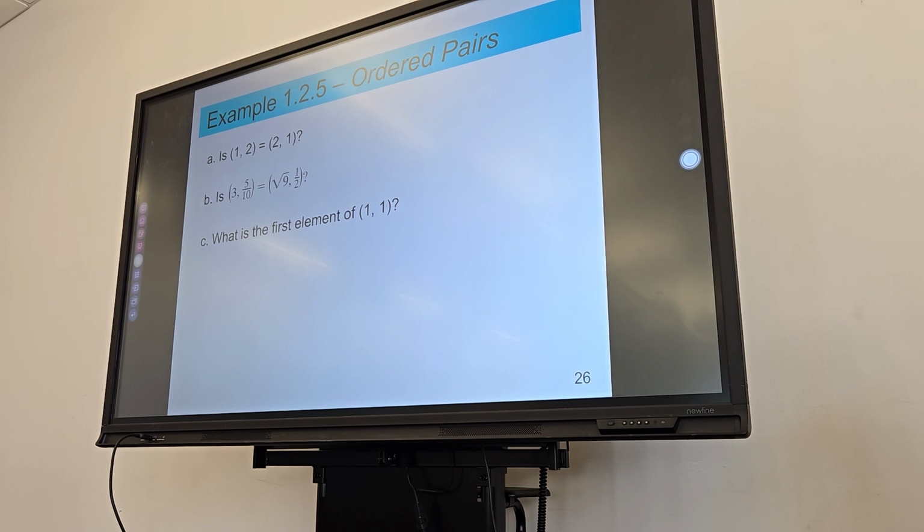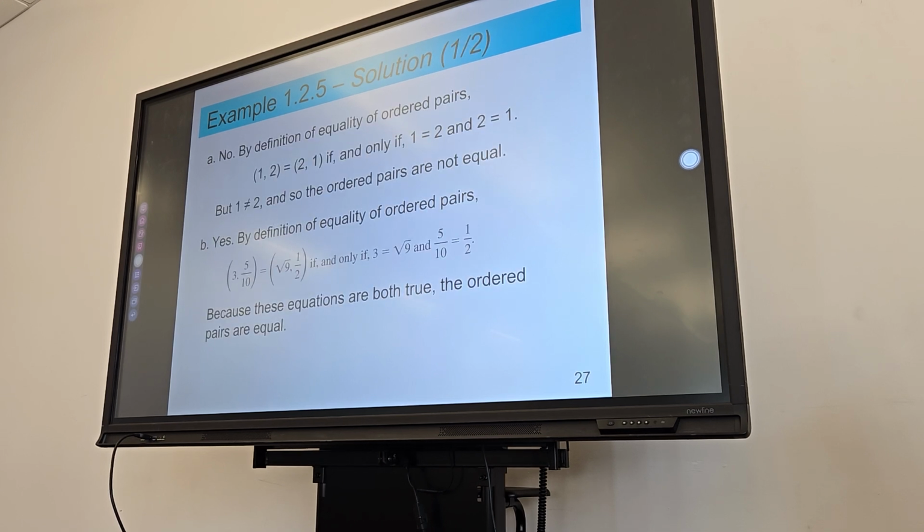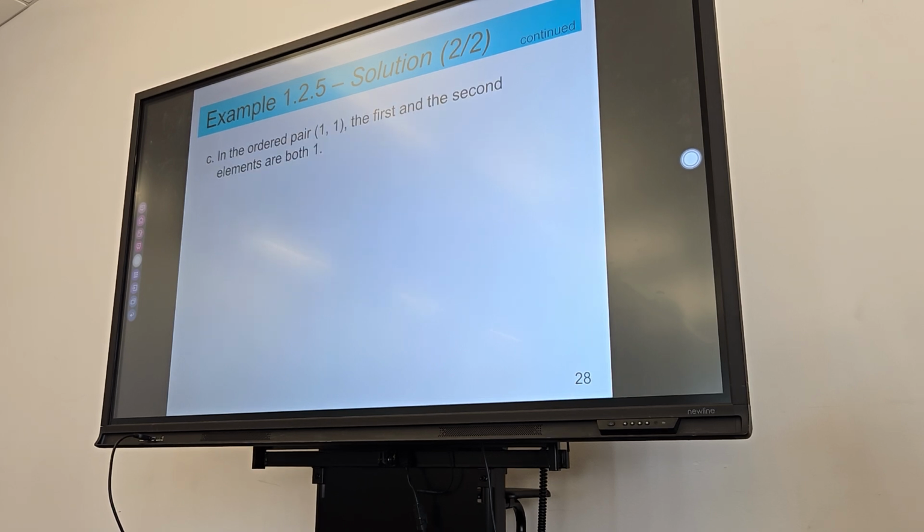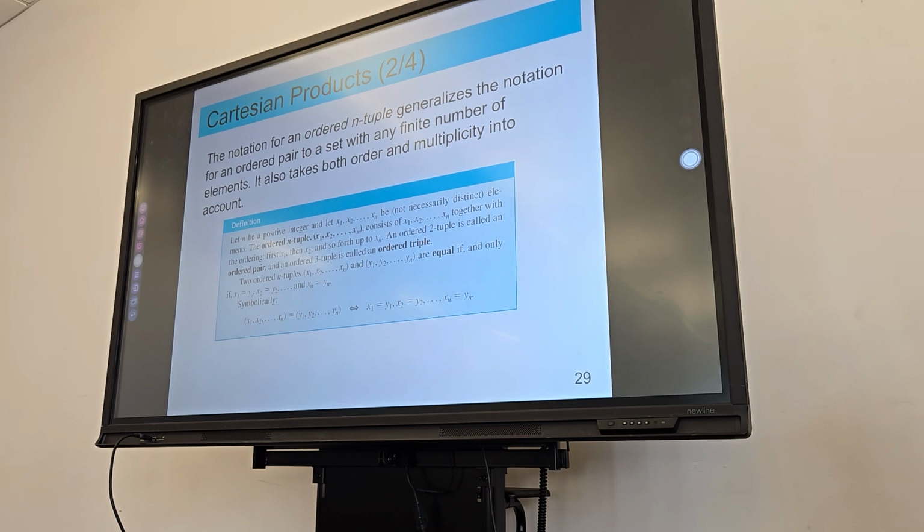What is the first element of (1, 1)? Yeah, it's kind of a gimme. I'm not sure why they put that in there, but either way you're right, whether you're naming this the first or the second element. But so no, by definition of equality of ordered pairs on the first one. Yes, by the definition of equality of ordered pairs. And then the first and second elements are both 1.